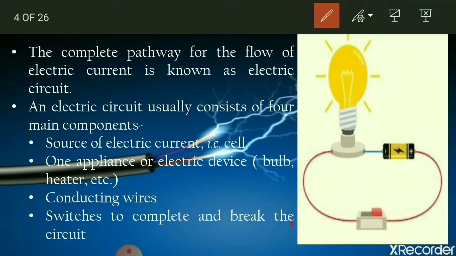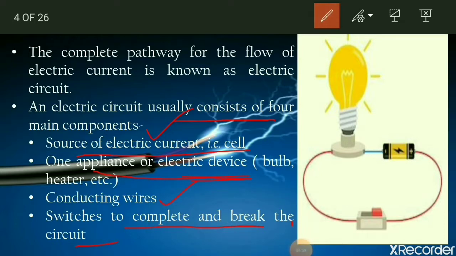Complete pathway means this pathway is not broken anywhere. So through this complete pathway electric current can flow. The complete pathway through which electric current can flow is called an electric circuit. Now, an electric circuit usually consists of four main components: a source of electric current, that is a cell; one appliance or electric device, which could be a heater, bulb or any other electric device; conducting wire; and switches to complete and break the circuit.